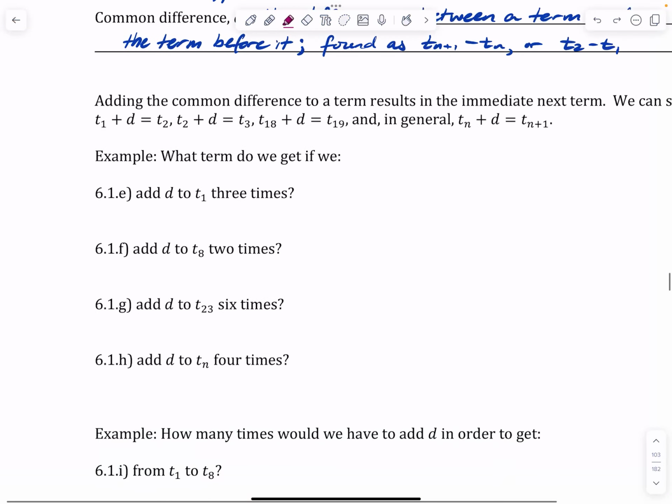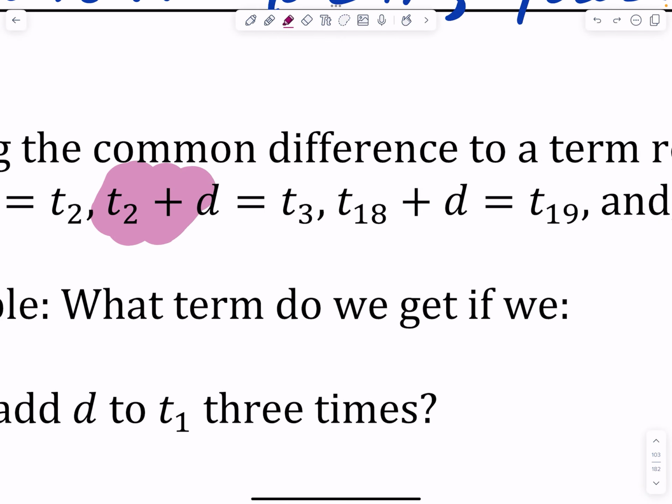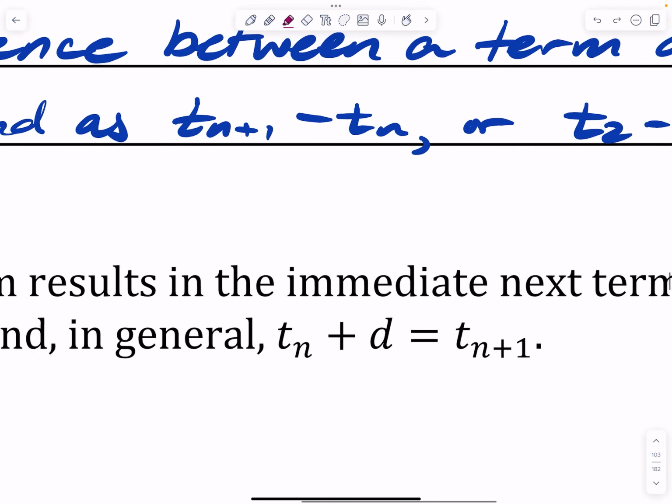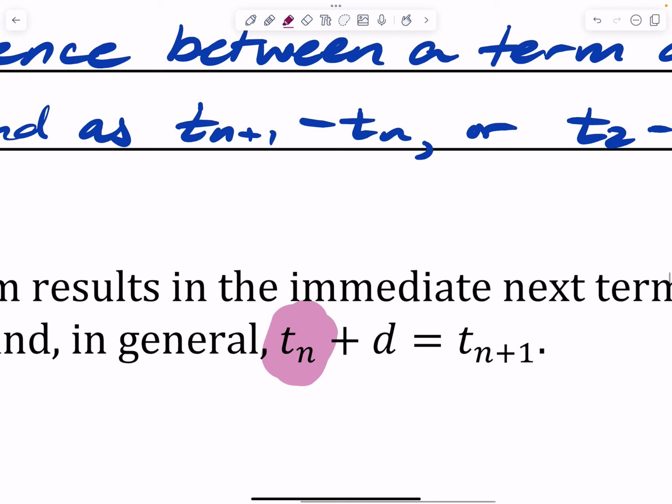There we go. If we take term 2 and add the difference, we get to term 3. If we take term 18 and add the difference, we get to the next term, term 19, and so on and so forth. In general, if you take the nth term and you add the difference to it, you get the term where the index is 1 higher. So instead of an index of 1, you'll get an index of 2. Instead of an index of 7, adding the difference, you'll get an index of 8.